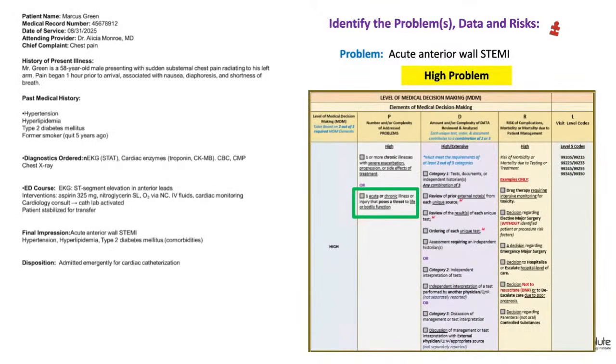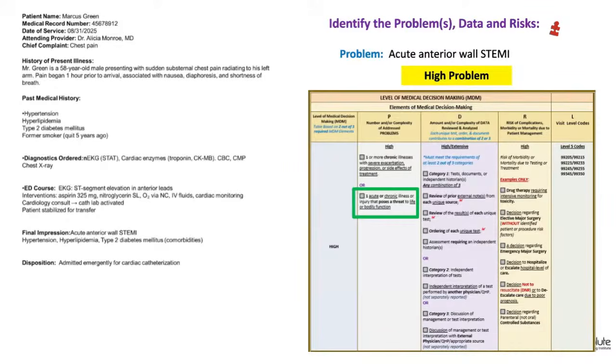Now it is time for us to do the next step. We got to get the E&M code so that we can code for the facility. And we have to score the problems, the data, and the risk. So we need to know what is the problem, what is the data, and what is the risk.